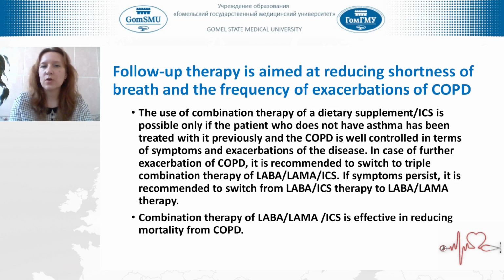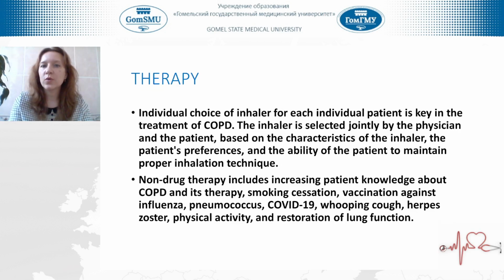The use of combination therapy of LABA and LAMA together with inhaled glucocorticosteroid is possible when a patient who does not have asthma has been treated with it previously, and the COPD is well controlled in terms of symptoms and exacerbations of the disease. In case of further exacerbation of COPD, it is recommended to switch to triple combination therapy of LABA, LAMA and glucocorticosteroids. If symptoms persist, it is recommended to switch from LABA and glucocorticosteroid therapy to LABA and LAMA therapy. Combination therapy of LABA, LAMA and ICS is effective in reducing mortality from COPD. Individual choice of inhaler for each individual patient is indicated in the treatment of COPD.